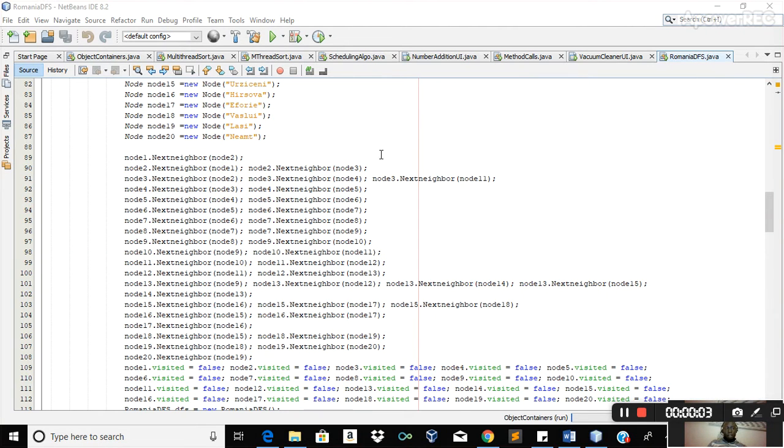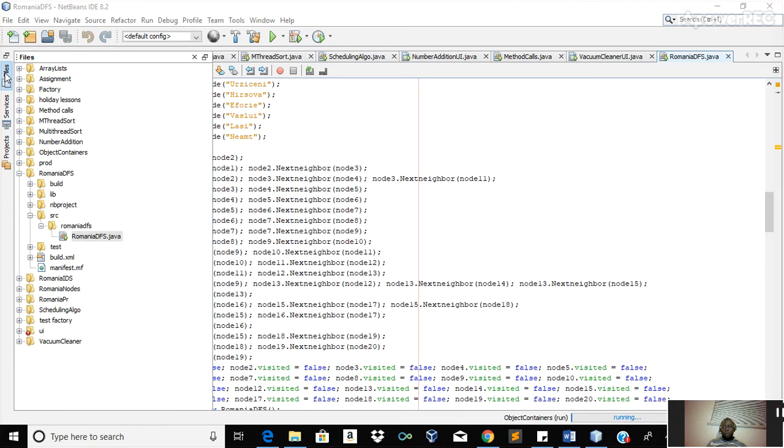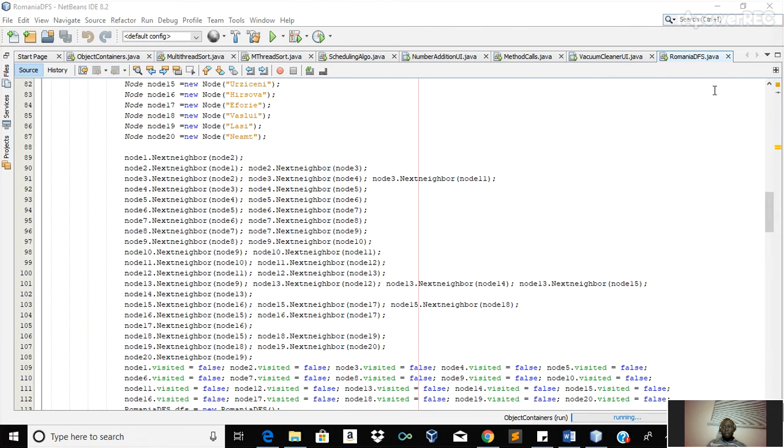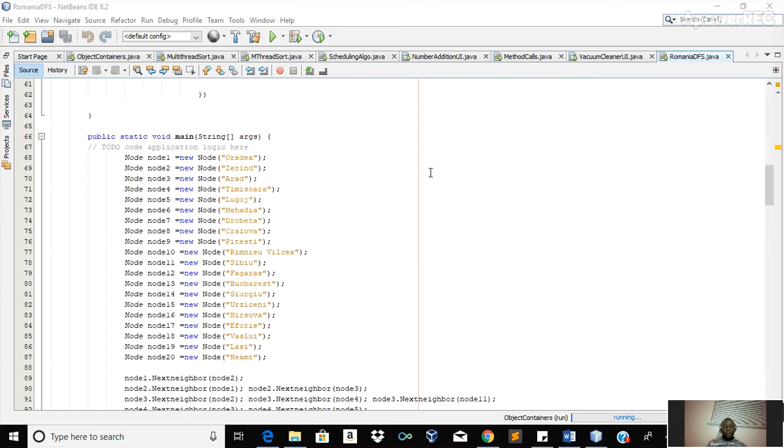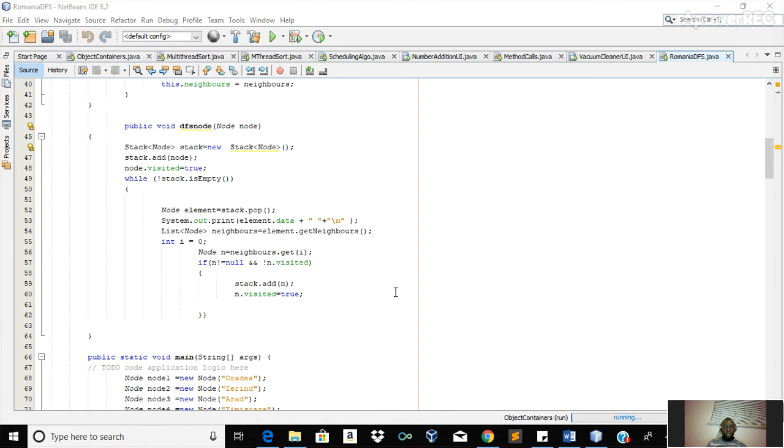I was pointing to the IDS before instead of the DFS. So I have the DFS open now, and I use the stack implementation. Although I use the stack implementation for the IDS as well, the IDS has a parameter called depth that it checks for, which the DFS doesn't have. So that's the difference between the DFS and the IDS. I'll show you once I'm doing the demonstration for the IDS.